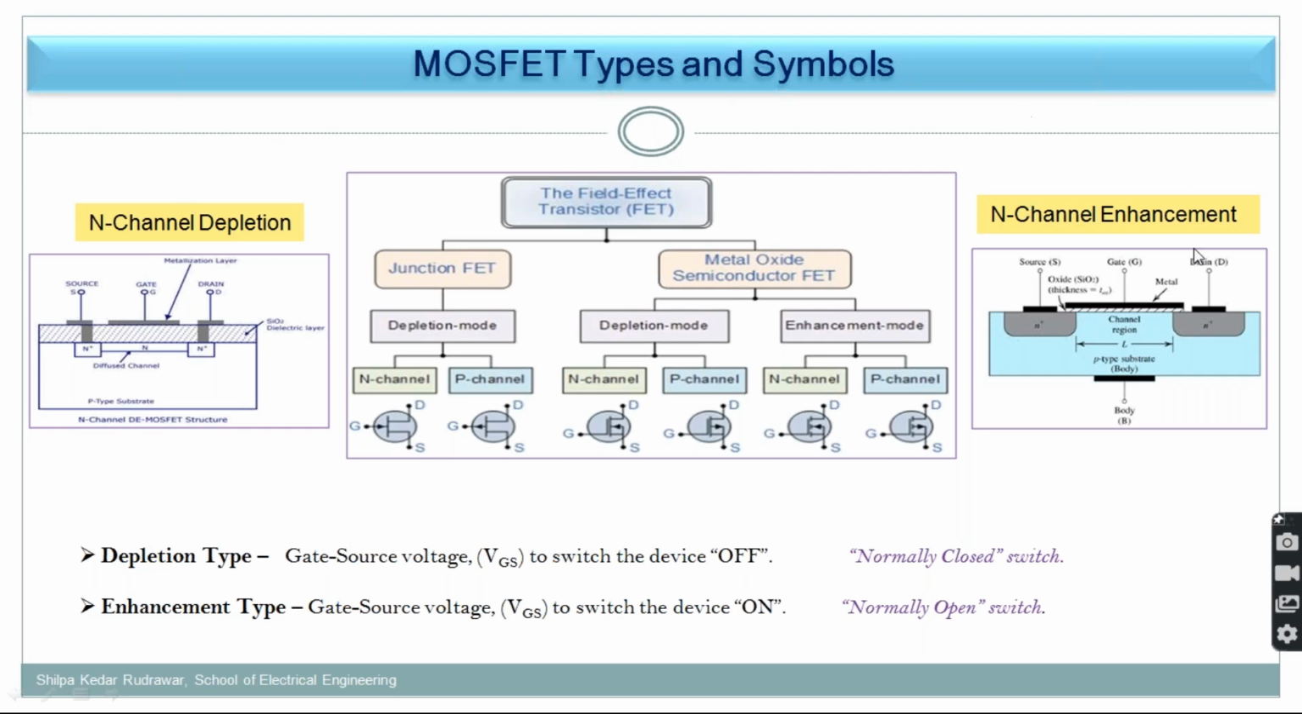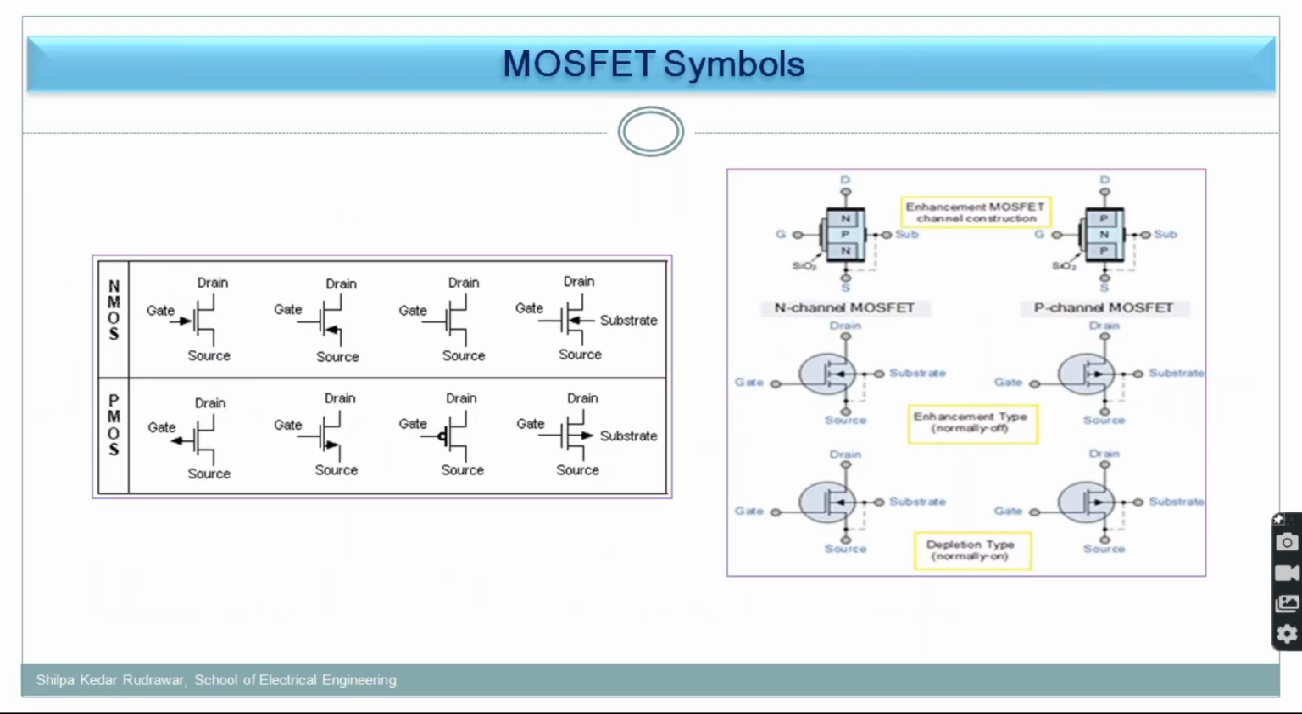In our syllabus, we are concentrating on the enhancement type of MOSFET because it is directly related to our normal switch. So this is the symbol. As I told you in the last lecture, we are using this symbol because there is no arrow, so there is no confusion.